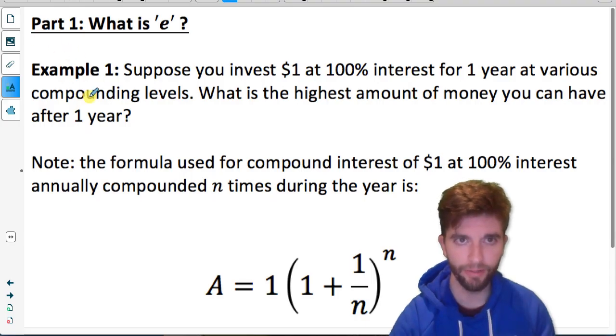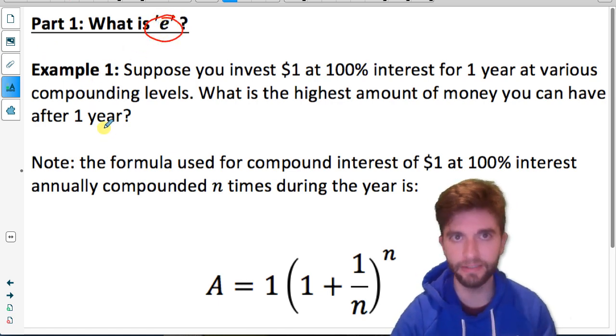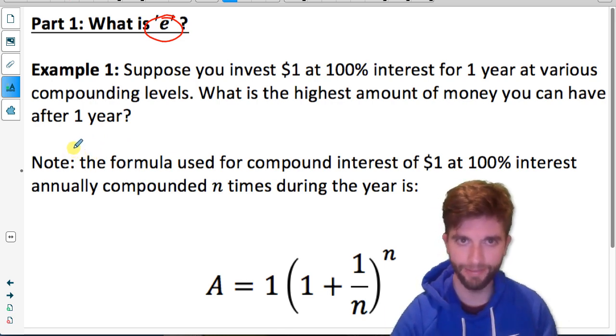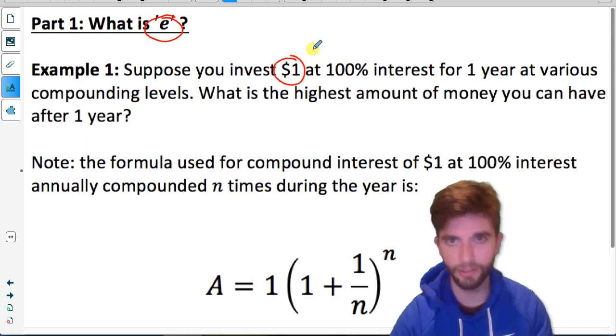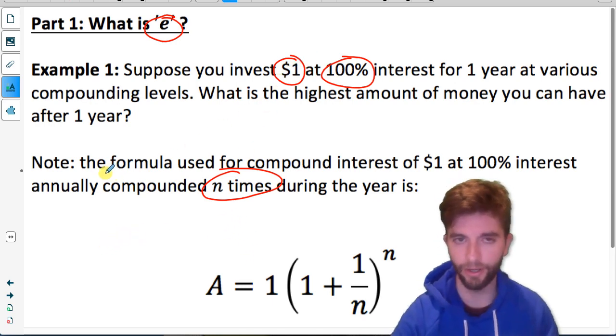Okay, let's do part one. It's a bit of an investigation to figure out what Euler's number is. Let's discover what the irrational number e is, what its value is, and why its value is what it is. So the example we're going to go through involves an investment of $1, at an interest rate of 100% interest annually, and we're going to vary the number of times that the interest is compounded throughout that year and see how that affects our initial investment of $1.